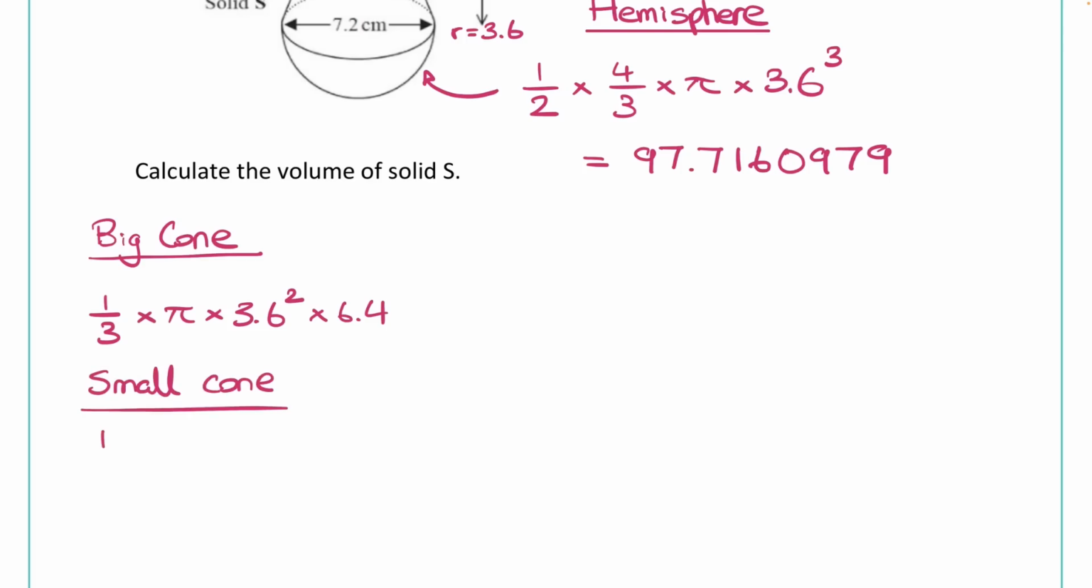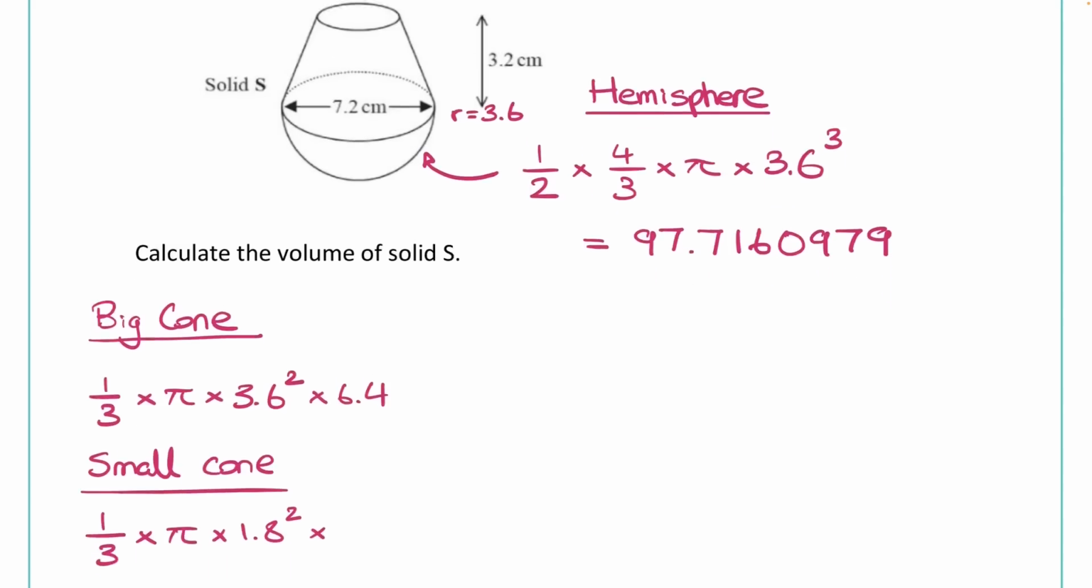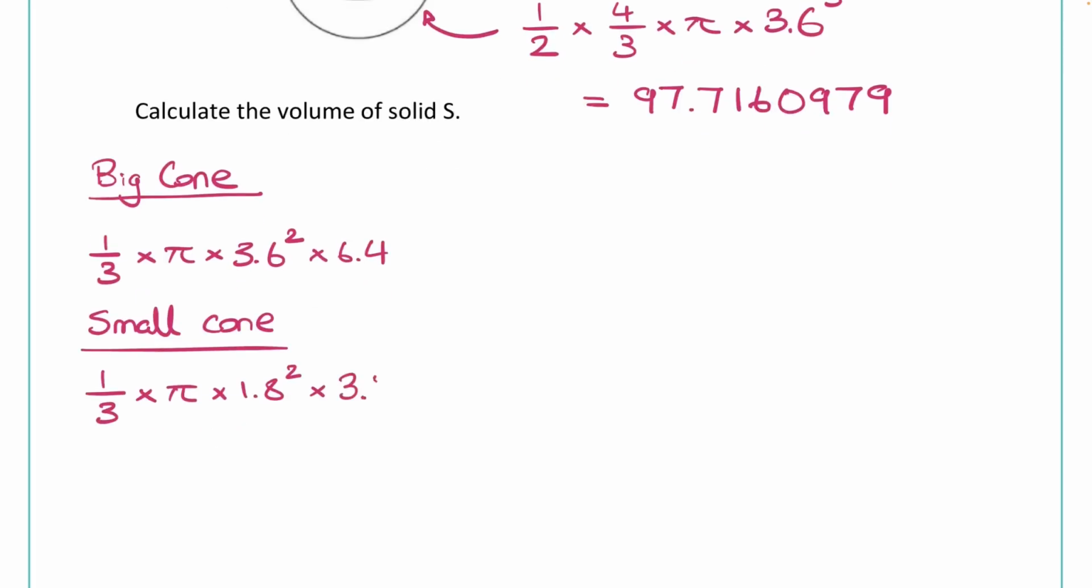The small cone, similar formula, 1/3 times pi. Half the radius was 1.8. And then the height of that, the smaller cone, was just the 3.2 just here. So we have the height of 3.2 for that particular cone. So that'll be our height down the bottom, 3.2. And now we can work both of these out. So 1/3 times pi times 3.6 squared times 6.4.